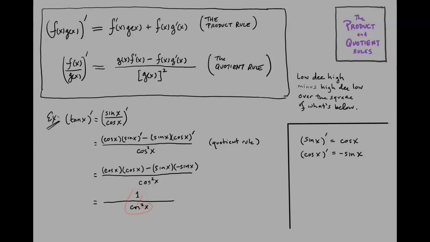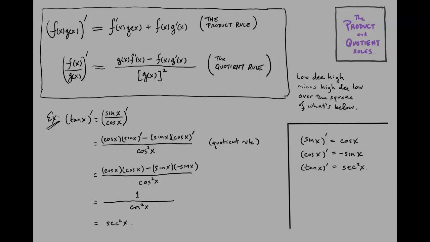And now we have this in a tidy form, but it can be even tidier. 1 over cosine x is secant x. So 1 over cosine squared x is secant squared x. And this is the result we were after. I'll record it over here. The derivative of tangent x is secant squared x. This isn't quite as easy to remember as these two, but it's pretty easy, and you need to get it in your head. So say it to yourself 20 or 30 times until you've got it.